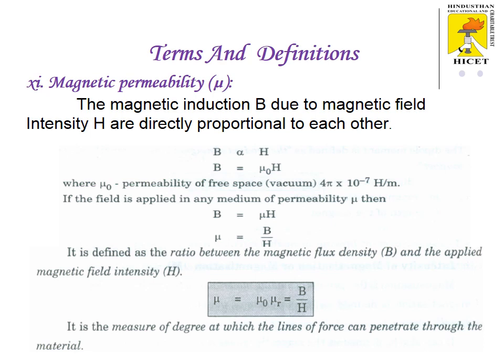As per the definition, magnetic induction B and magnetic field intensity H are directly proportional to each other. So B is directly proportional to H, or otherwise B is equal to mu H, where mu is equal to B by H. Mu naught is the permeability of free space or vacuum. Its value is 4 pi into 10 to the power minus 7 Henry per meter. So we can define permeability as the ratio of magnetic flux density and applied magnetic field strength or intensity.